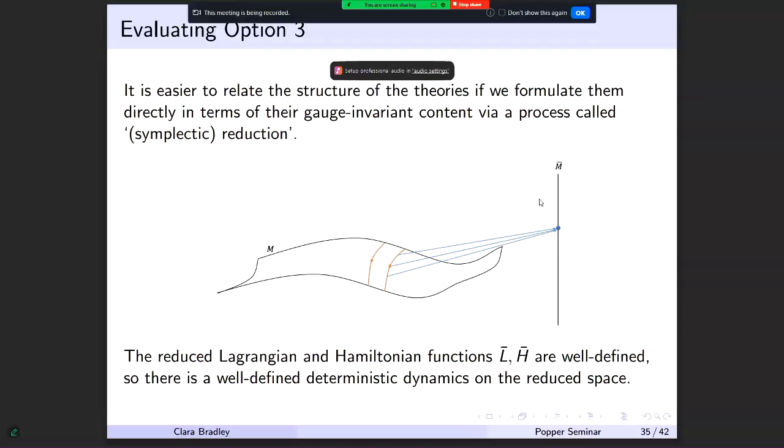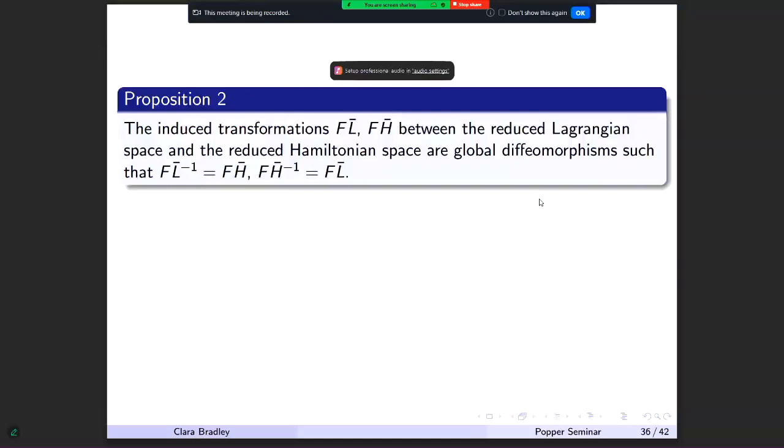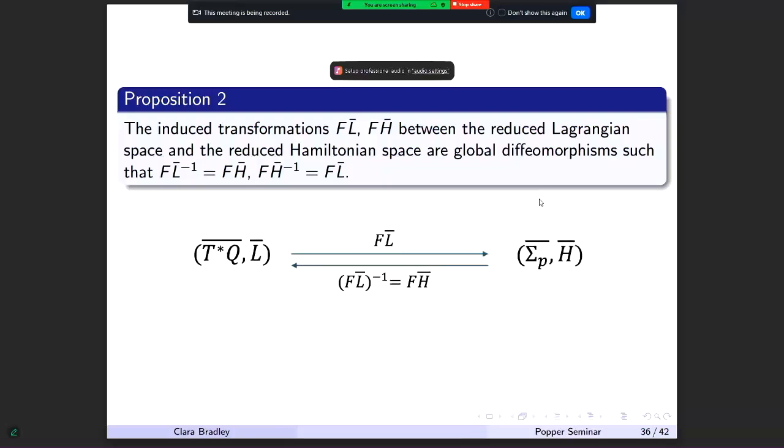So now our question is, okay, what's the relationship between the reduced theories? Well, it turns out that one can show that the transformations between the reduced spaces, at least under nice cases, are themselves global diffeomorphism maps such that they're inverses of each other. That is, one can in fact define the map that goes from the Hamiltonian one to the Lagrangian one, and it's just the inverse of the one that goes from the Lagrangian to the Hamiltonian. So in fact, our picture when we move to the reduced space is just like we have in the hyperregular case. When we define these theories in terms of the gauge invariant stuff, we can move back and forth in precisely the way we had in the hyperregular context.